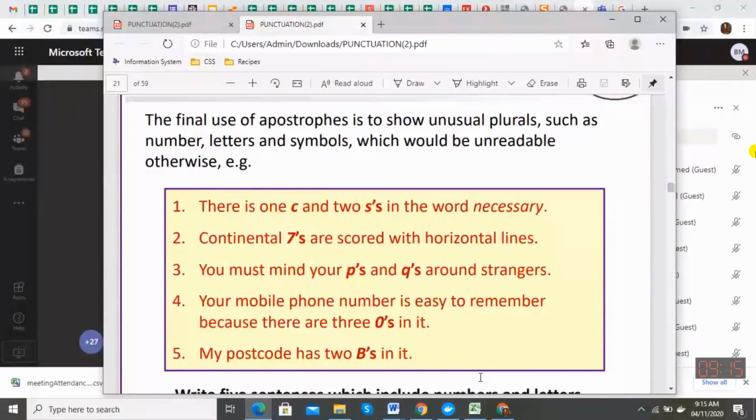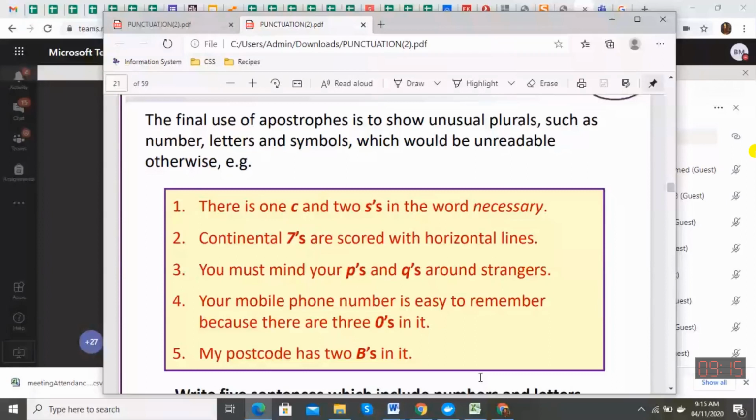So, 7 C's and 2 S's in necessary. The continental 7's are scored with this. You mind your P's and Q's around strangers. It means that you should be conscious about your manners and your attitude when you are around strangers. This is a good expression: you should be very conscious about your behavior when you are around people who are not your close ones.